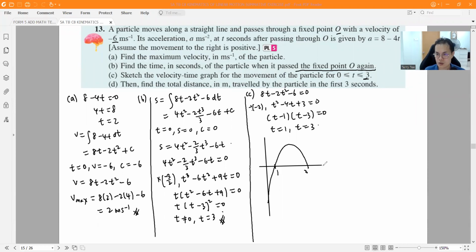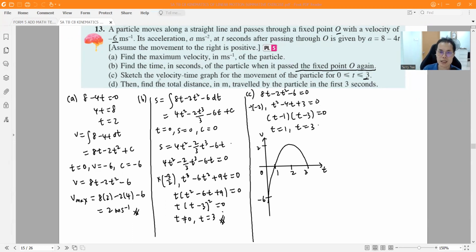This is 1, this is 3, this is t, this is your initial velocity. Now we know our initial velocity is -6. See this? -6. My maximum velocity is 2. This is your v, this is 0. And that happens at 1 plus 3 divided by 2. We already know this is 2, right? The maximum happens when t is 2. So I just label 2 here. Well, my graph is done. Velocity-time graph is done.